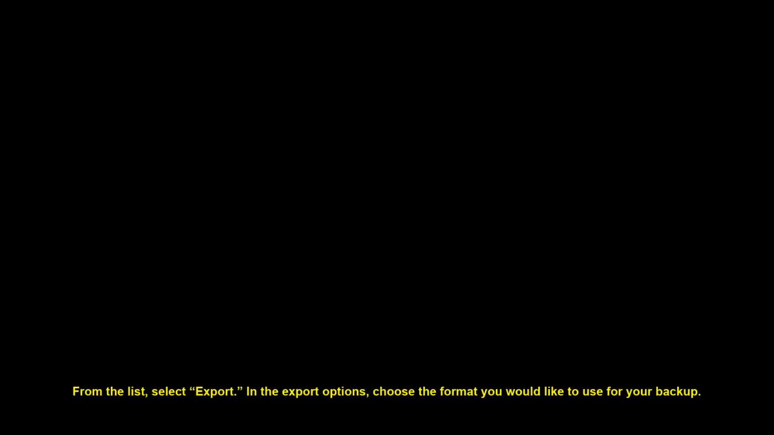In the Export options, choose the format you would like to use for your backup. Common formats include CSV for tasks and Excel for more detailed reports. After choosing a format, specify any additional settings based on your needs. For example, if exporting tasks, you may want to filter by status, assignee, or due date. Once you have made your selections, click on the Export button.